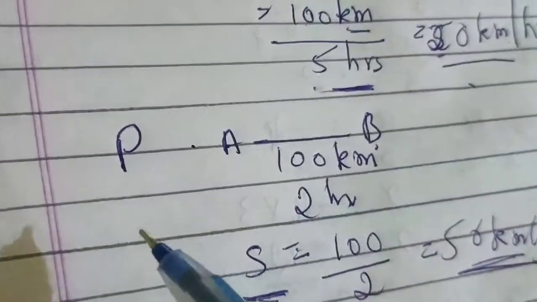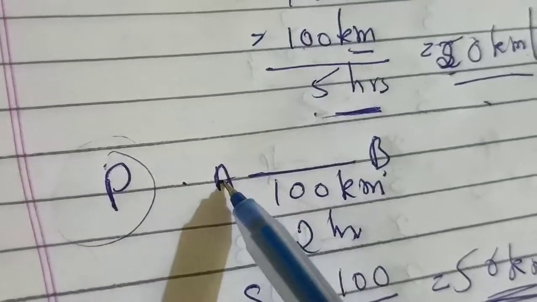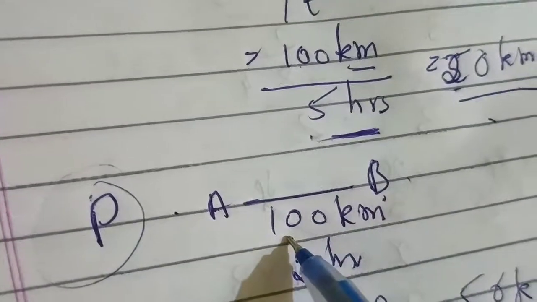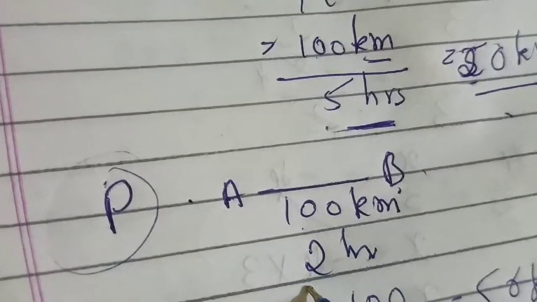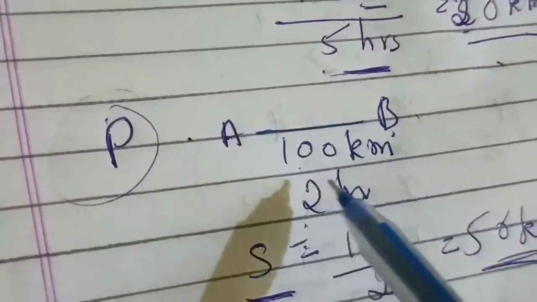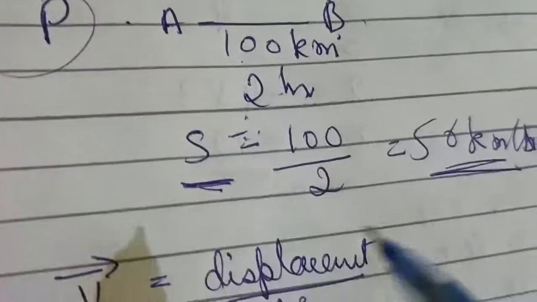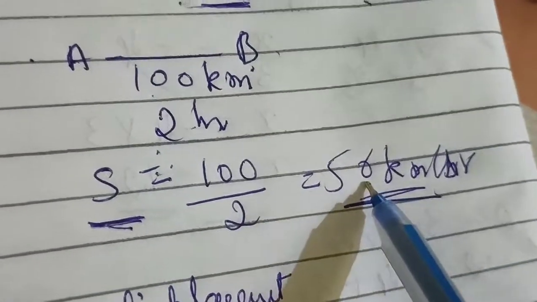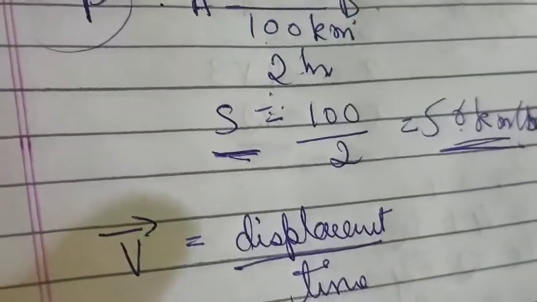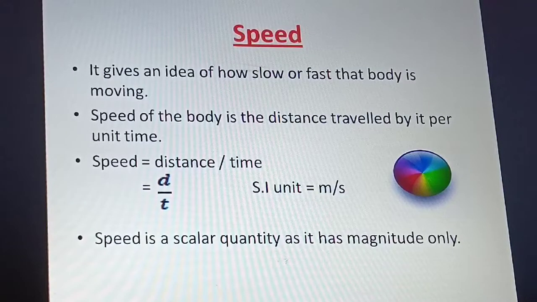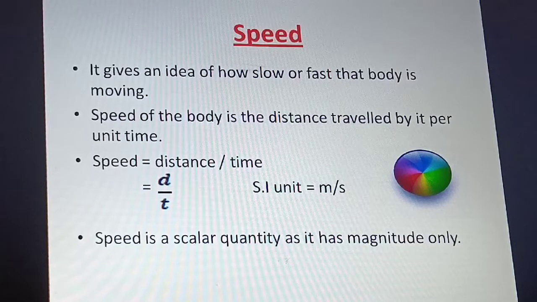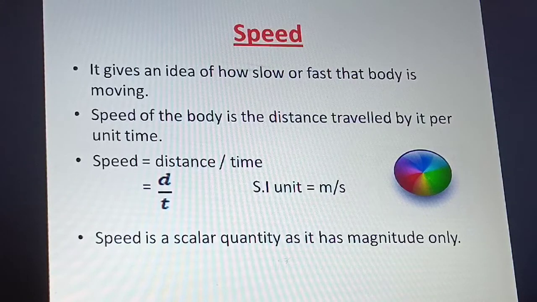For example, second one, object P, same, wants to move from A to B. The distance is 100 kilometer, but now the time is changed. He covers this 100 kilometer within 2 hours. So what will be the speed of this person? That will be 50 kilometer per hour. So this speed gives an idea of how slow or how fast the object is moving. That is the distance traveled by it per unit time.